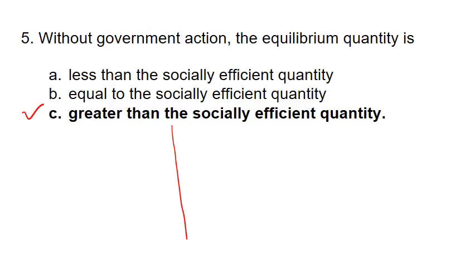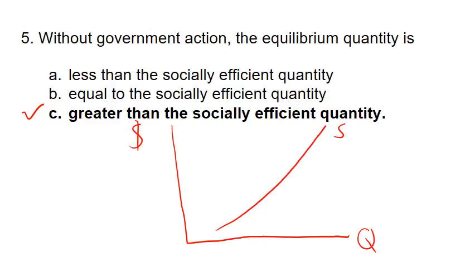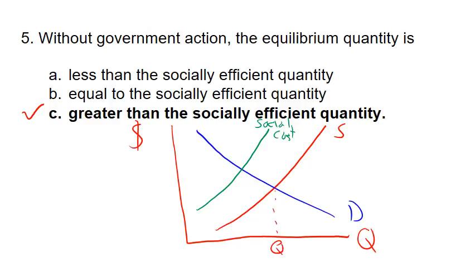We can show this easily with our graph. Here's quantity. Here's dollars. We've got an upward sloping supply curve. We'll do the demand curve in blue. And now we're going to add to that a green social cost curve, which is higher than the supply curve. Social cost. We know that the equilibrium quantity is determined by the intersection of supply and demand, QE. The socially efficient quantity is determined by the intersection of the social cost curve and the demand, QSE.